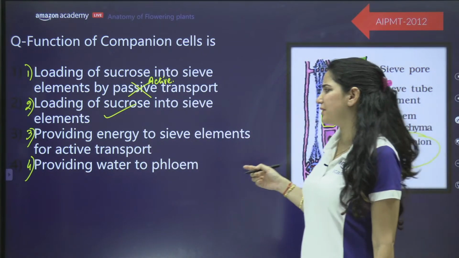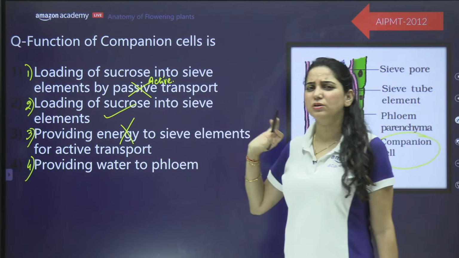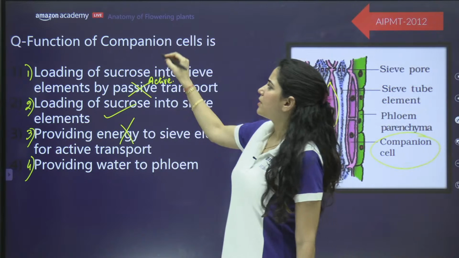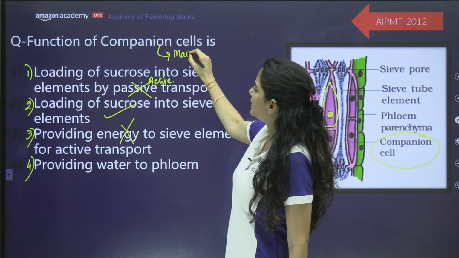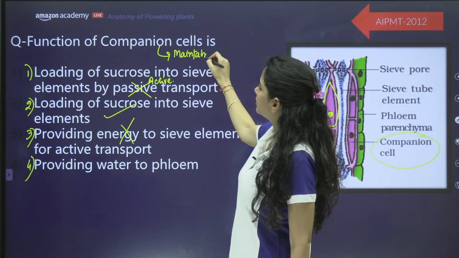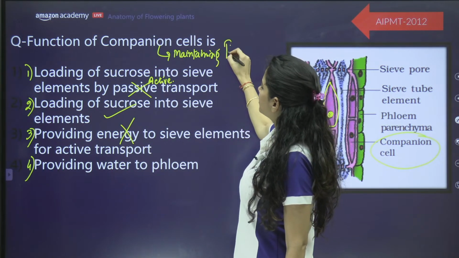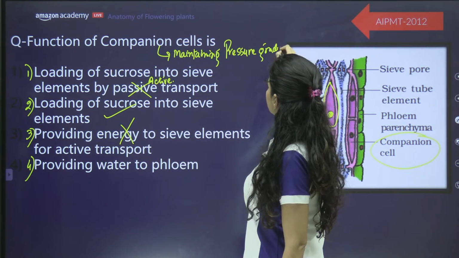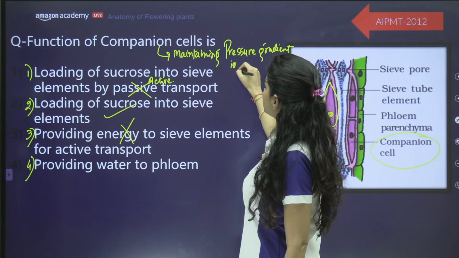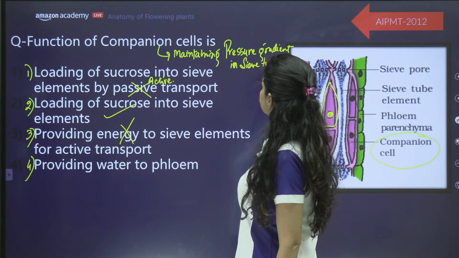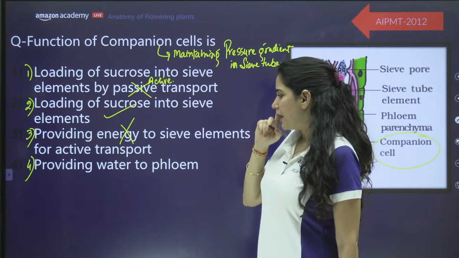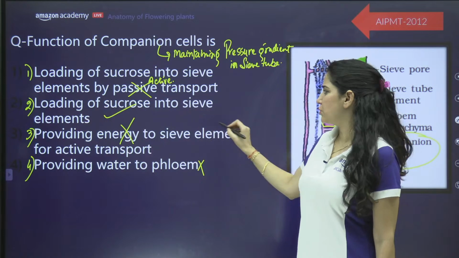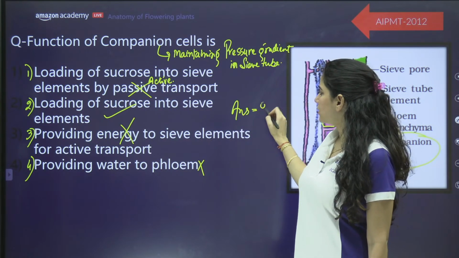Providing energy to the C elements for active transport, energy provide करना, that's not the main job. Main job is conduction, loading and unloading, and also companion cells will help in maintaining pressure gradient in CT. Providing water to flow, not really. So what is the right answer, beta? The right answer is going to be option number 2.